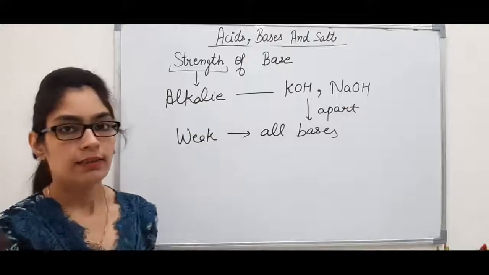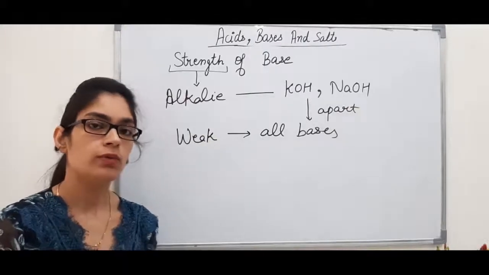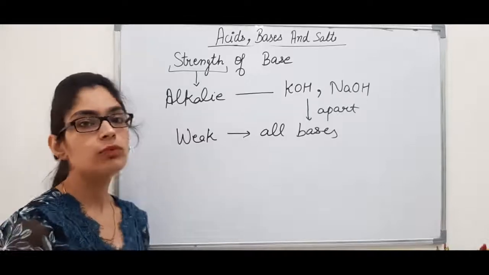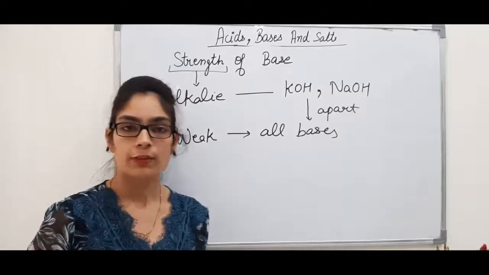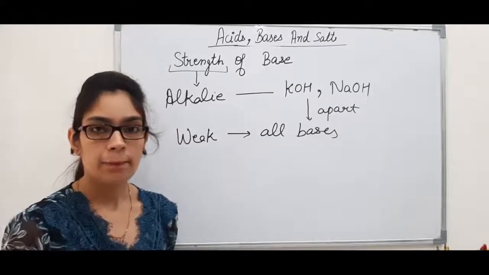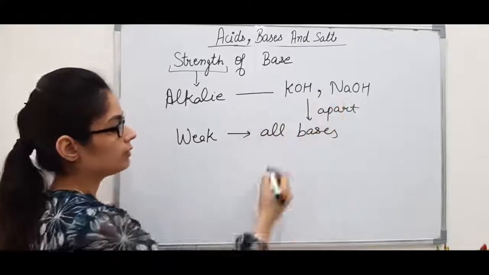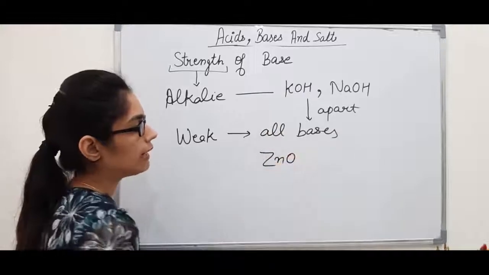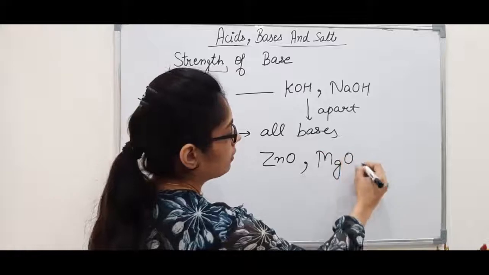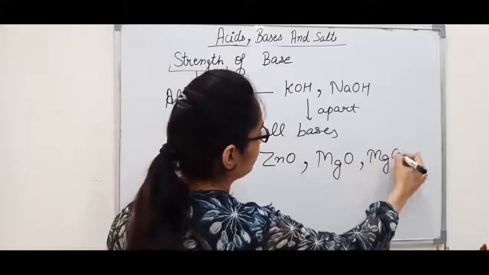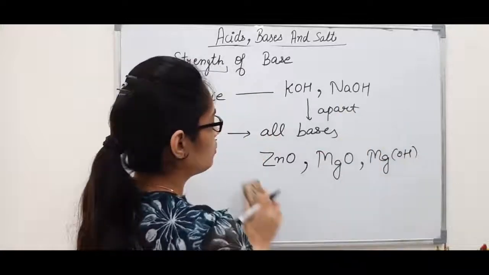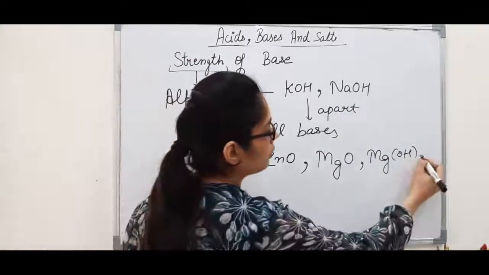So if anyone asks you which are strong bases, you can tell them alkalis are strong bases, and examples you can give are sodium hydroxide, potassium hydroxide. Weak bases, all bases except these two are weak bases. We can take examples like zinc oxide, then magnesium oxide, magnesium hydroxide. So all the bases apart from these, you can give as examples.